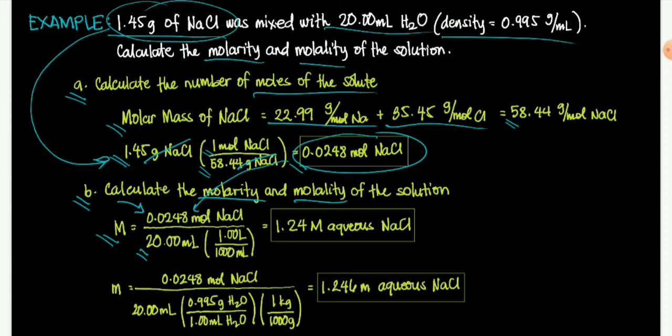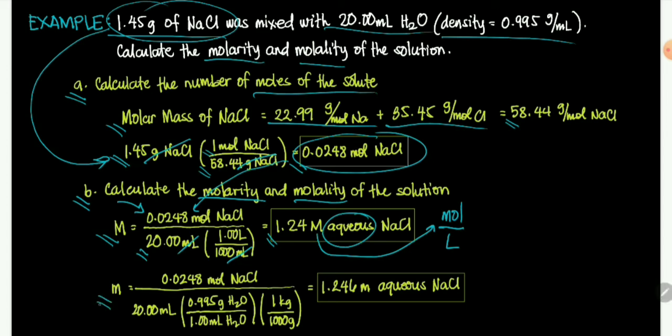So, i-assume natin na yung volume ng solution ay yung volume lang ng solvent. Okay? So, that's 20 ml times 1 liter over 1,000 ml para makuha natin yung liters na unit. So, makakancel yung ml. So, kapag sinolve natin to, we will get 1.24 molar or yung moles per liter of the aqueous NaCl. So aqueous means nasa water or water yung kanyang solvent.